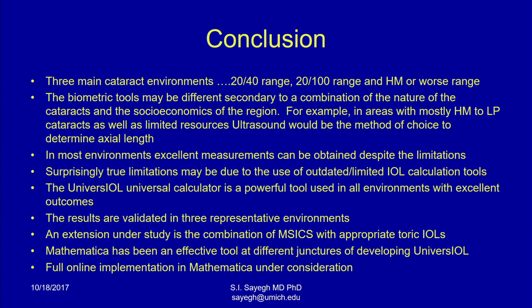So anyway, here's my conclusion. We have 3 main cataract environments: 20/40, 20/100, and hand motion. The biometric tools may be different, secondary to a combination of the nature of the cataracts and the socioeconomics of the region. In most environments, you can still get excellent measurements and thus excellent results. The UniversIOL calculator is a powerful tool used in all environments with excellent outcomes. So in all of these environments I discussed, we do have very, very nice outcomes, much improved compared to what they had before. Even in San Diego, which is a very fancy place, you know. The results are validated in these 3 environments.